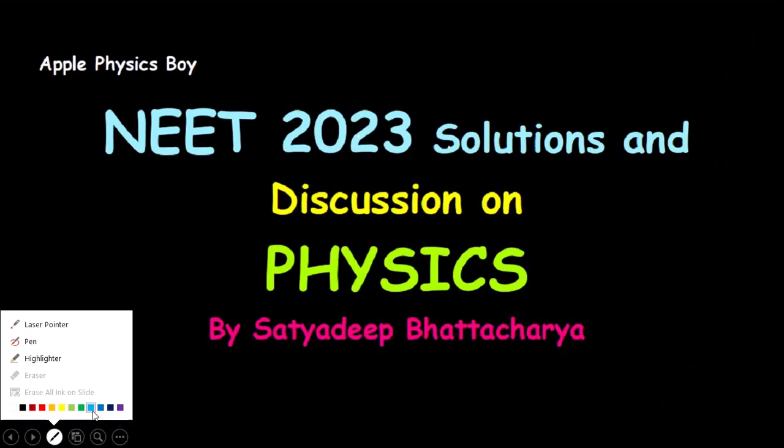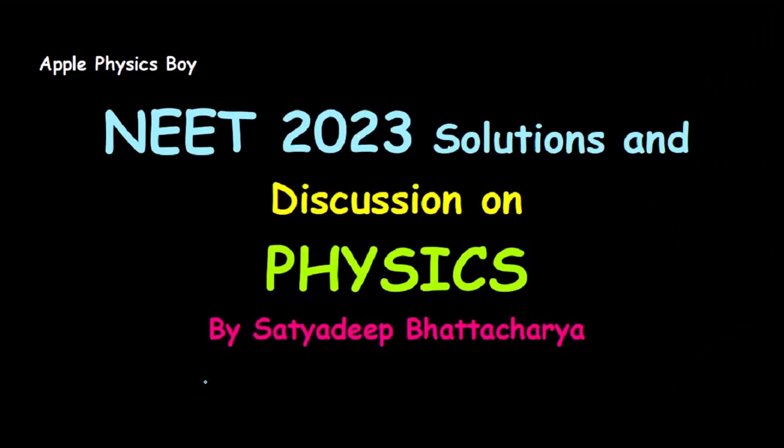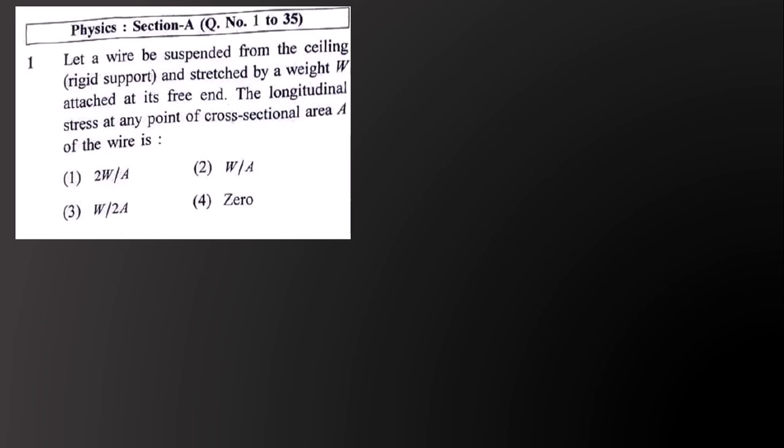Welcome everyone. Let's discuss the physics part of NEET 2023 question paper. I will be discussing E1 code question paper, and we should remember that for different codes, not only are the questions arranged in different orders, it is seen that the options are also arranged in a different order. So please check according to your question booklet number or the code.